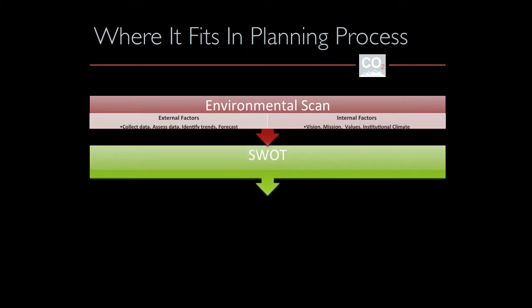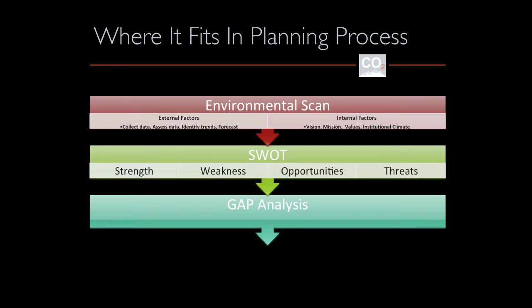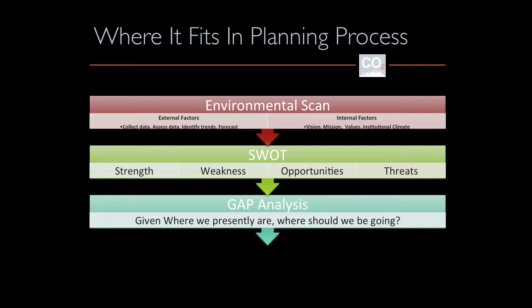From that, we're going to take a look at those things that are benefiting us and those things that deter from us. And so first, we're going to look at the strengths. What are the strengths both on the external factors and the internal factors? Then we're going to look at the weaknesses. Then the opportunities, which are all external, and the threats. From there, we're going to do a gap analysis. And the gap analysis answers this question: given where we presently are, where should we be going?